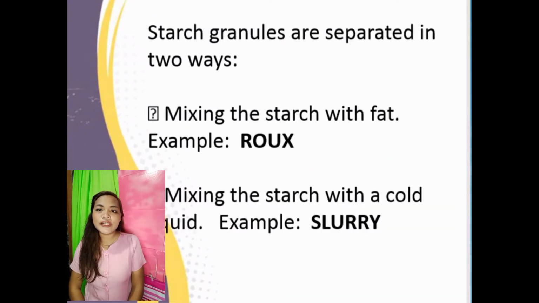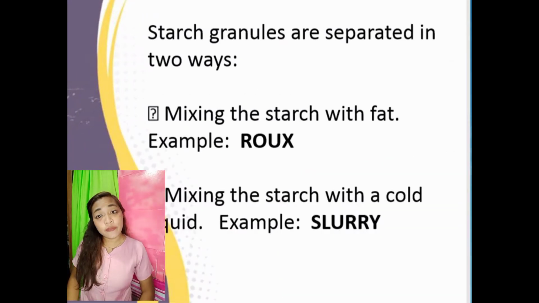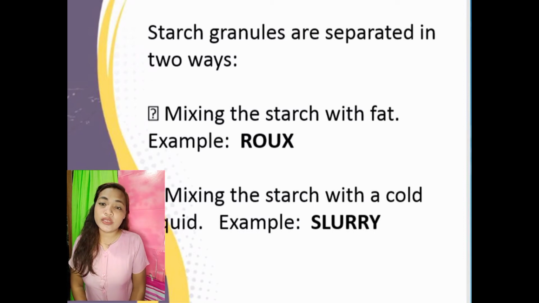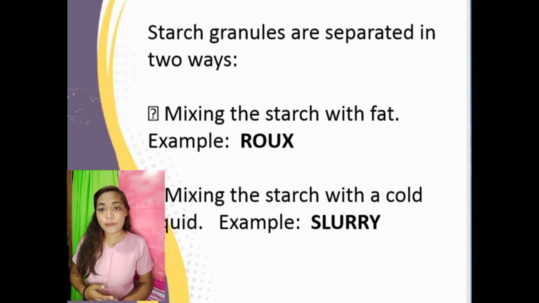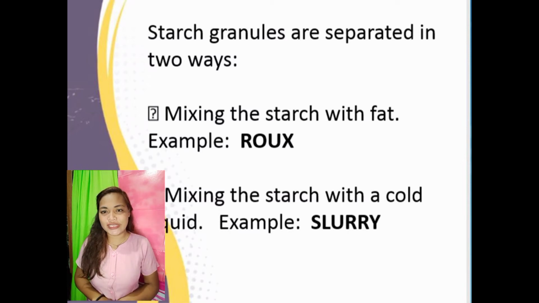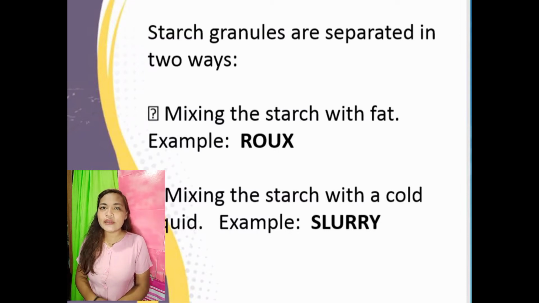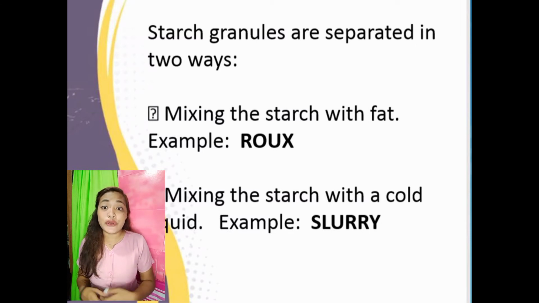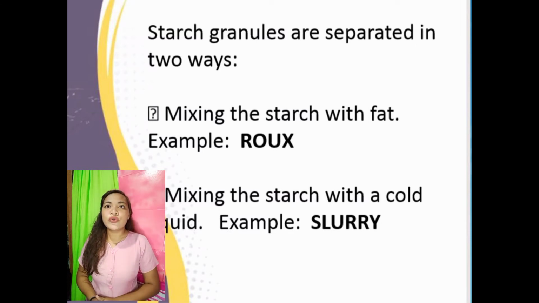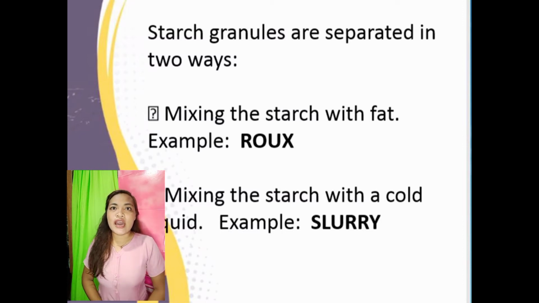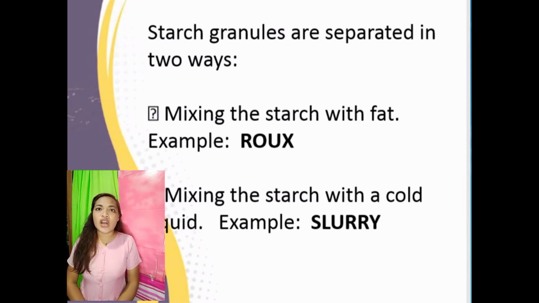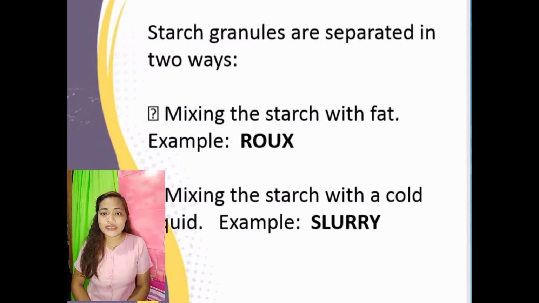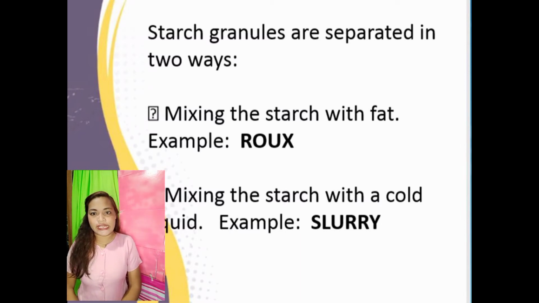The most commonly used thickening agent in the preparation of sauces is starch. Okay, so starch granules are separated in two ways. Number one, by mixing the starch with fat. One example of this is the roux. Next one is mixing the starch with a cold liquid. An example of this is the slurry.